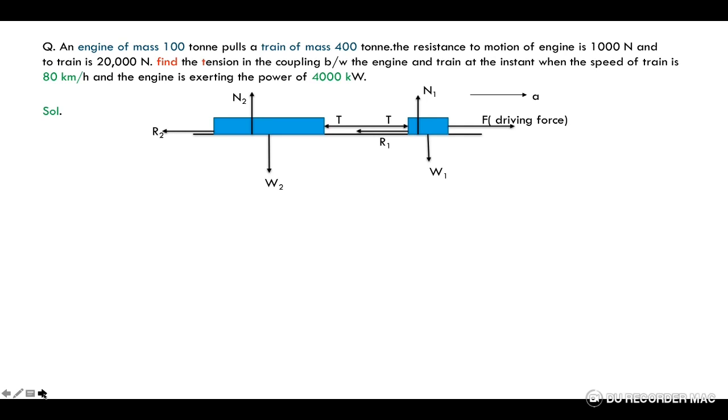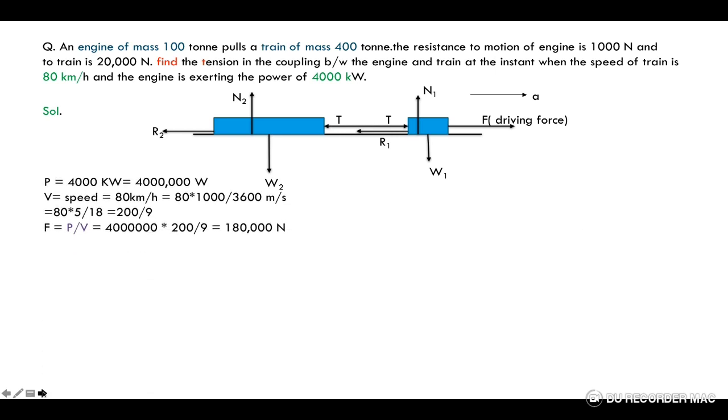In this type of question, a sketch helps a lot. This is the engine and this is the train. These are the forces acting on the engine and train. So you can draw your sketch. W1 is the weight of the engine, N1 is the reaction of the surface to the engine, R1 is the force of resistance, and similarly on the train. This is the coupling. This T is due to the train and this T is due to the engine. So both T's are equal.